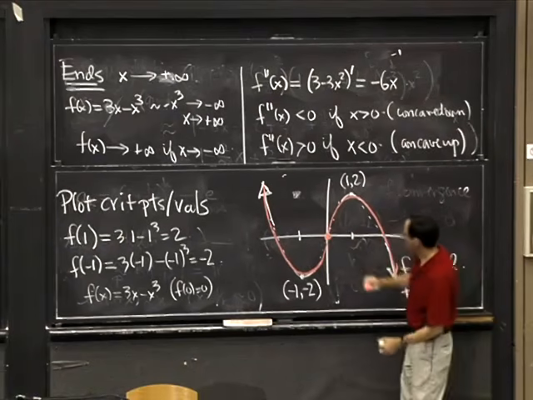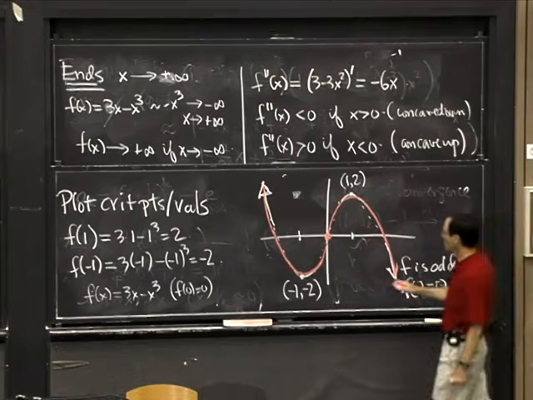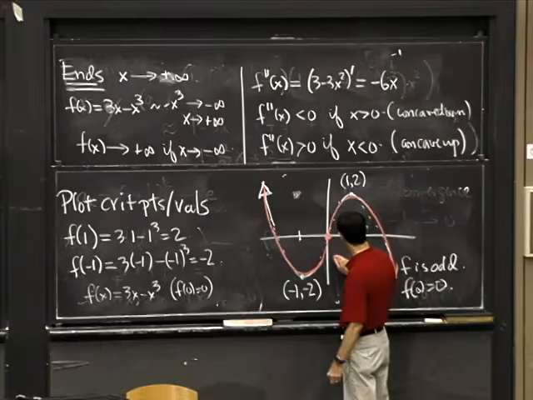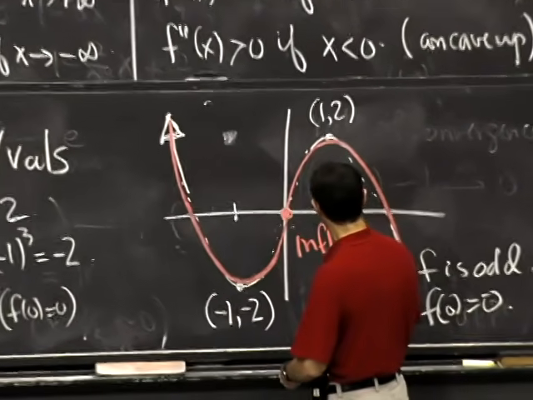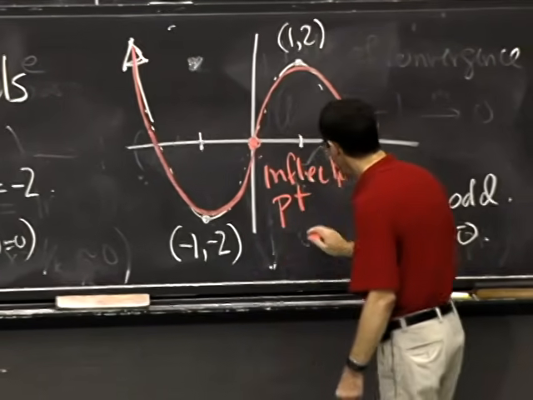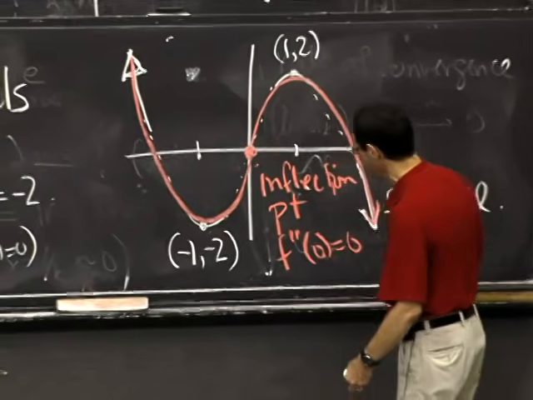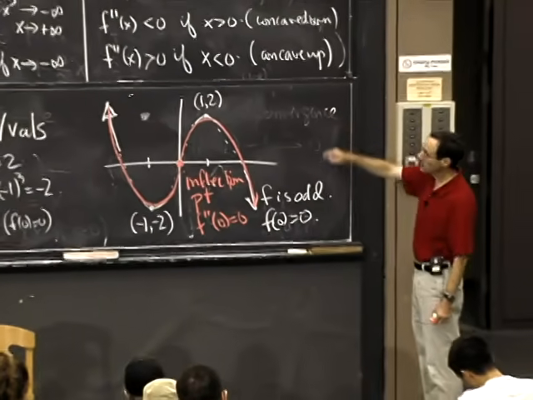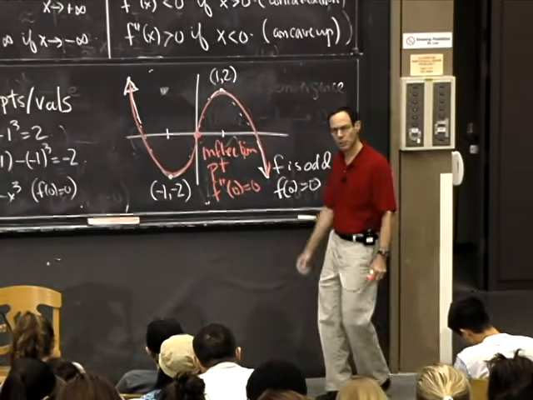So this point is of interest not only because it's the place where it crosses the axis, but it's also what's called an inflection point. An inflection point is a point where f double prime at that place is equal to 0. All right? So it's a place where the second derivative is 0. We also consider those to be interesting points.